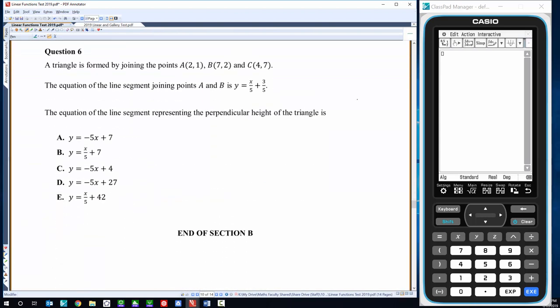This one was a tricky one. So if we quickly draw it, (-2, 1) is there. Let's go (7, 2) is there. And roughly in the middle, (4, 7), somewhere up there. That's our triangle.